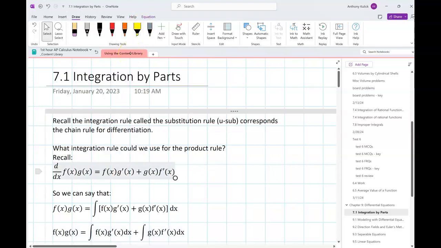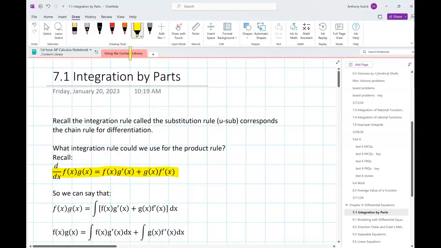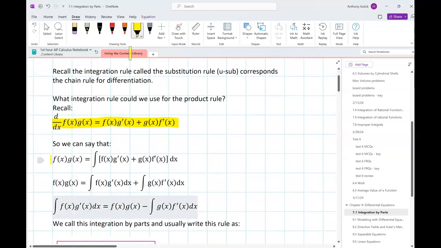So remember we have the product rule, right? If I take the derivative of f of x times g of x, I get f times the derivative of g plus g times the derivative of f. Everybody's cool? If I integrate both sides, I know that the integral cancels out the derivative. So I just have f of x times g of x. And then I have the integral of the right-hand side. Everybody's okay there? Integrals distribute.